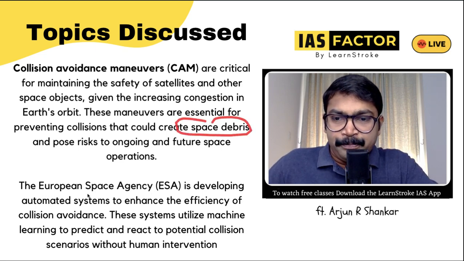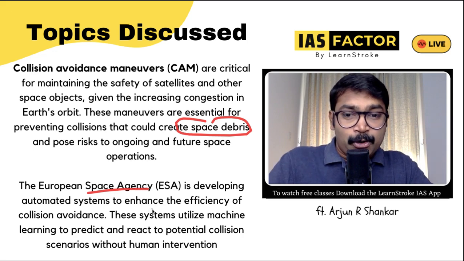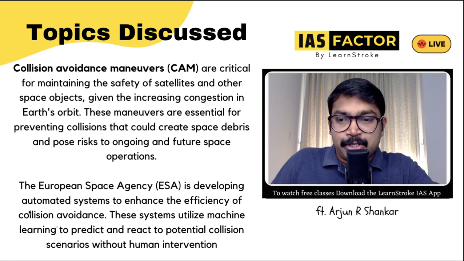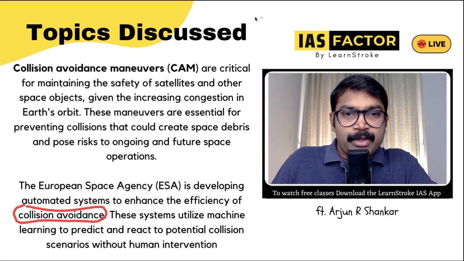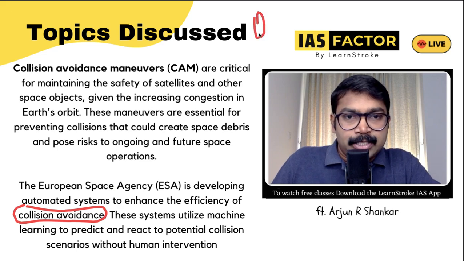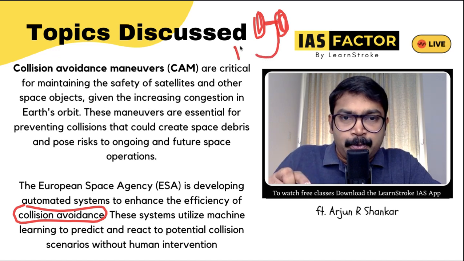And also look, the European Space Agency is developing an automated system. It's completely automated to enhance the efficiency of collision avoidance. So you need to know that if one object is here, and another object is here, and it is going straight, it will definitely collide. So it will alter its course like this. You need to go and be at this point.